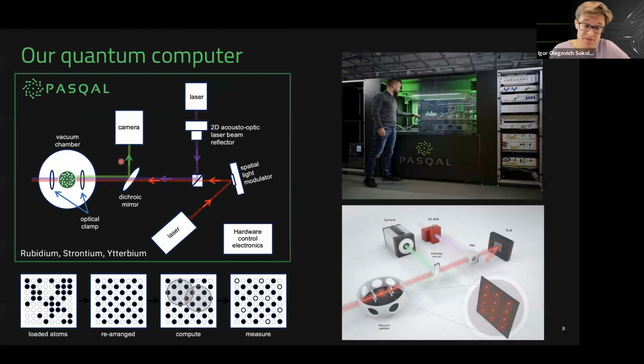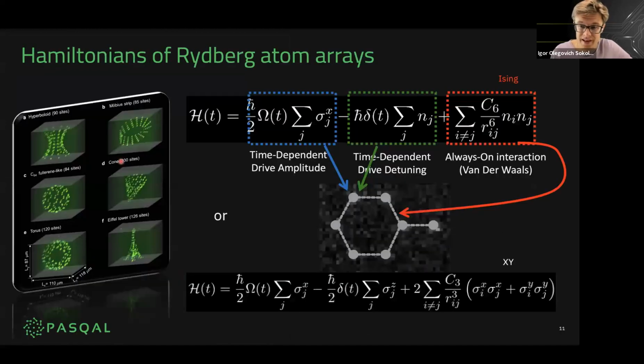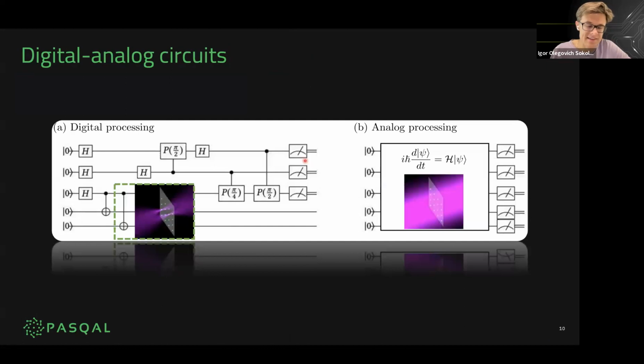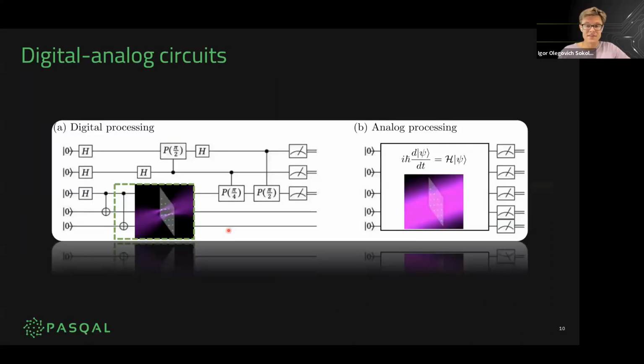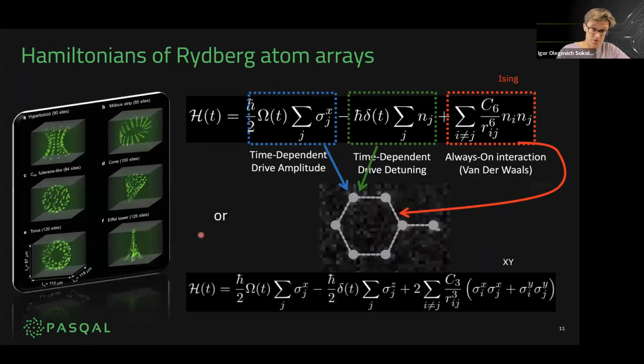And then you change the parameters of your pulse. As I said, you play with the drive amplitude of your laser and the detuning, so the parameters of the laser field, and then you can drive your register differently. So you apply a different Hamiltonian on your register.